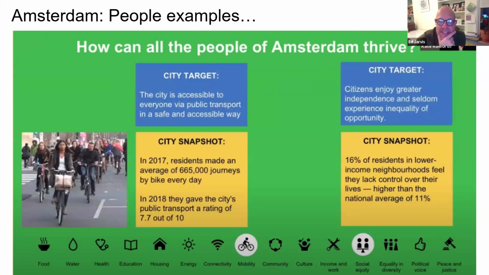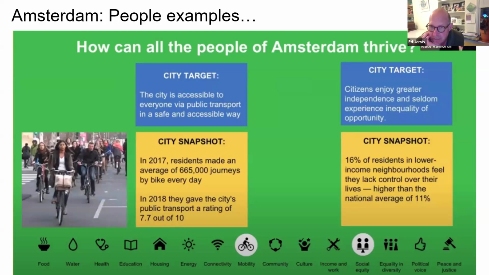On the mobility one, the city is accessible to everyone via public transport in a safe and accessible way. I lived in Amsterdam for a bit, and it is one of the best cities I've ever lived in in terms of accessibility of transport. So the data they got in 2017, the residents made an average of over 500,000 journeys by bike every day, which is great, and you really know it when you walk around the city. In 2018, they gave the city's public transport a rating of 7 out of 10. So they've got an idea of where they've got to. And there will be some policies that they will have put in place in order to get them from that snapshot up to a better place in terms of the target.